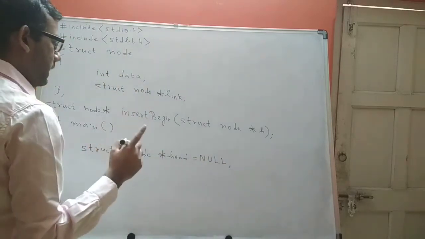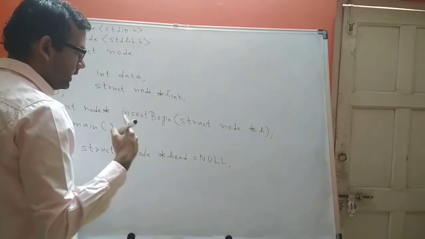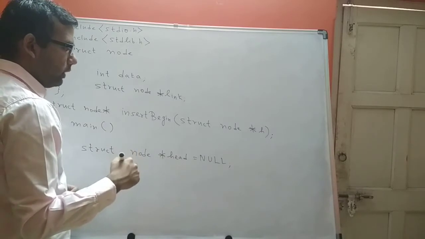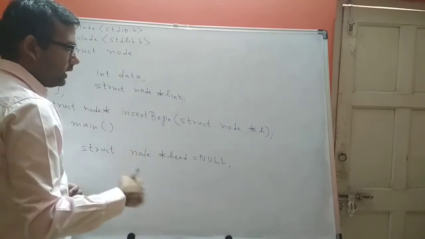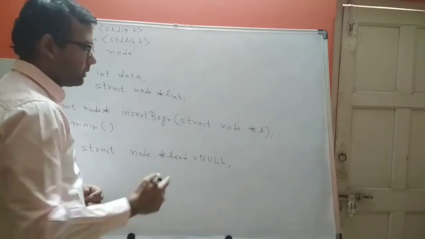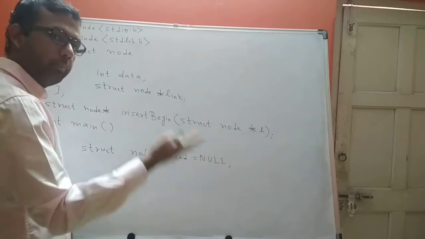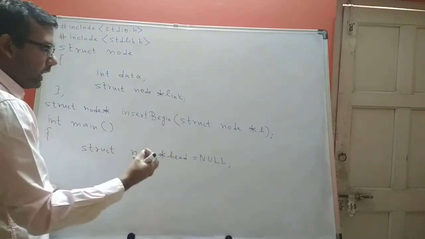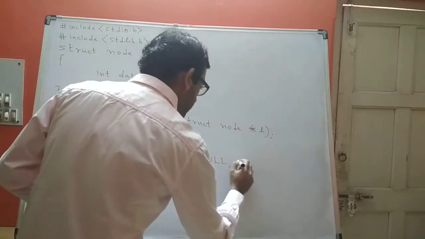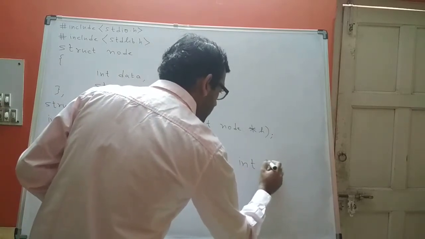Now we have been asked to create 10 nodes of a linked list, and we have to do it by calling this function insert begin. We have to call this function how many times? 10 times. And every time I call this function, a new node will be inserted at the beginning of the list. So in order to create 10 nodes, I'll be running a loop. For my loop, I need a variable, a loop control variable.